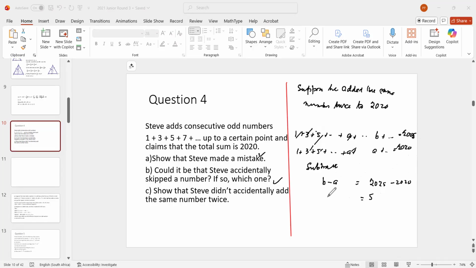But B and A, or A and B, are both odd numbers. Now, if you subtract two odd numbers, like what you got here, you'll always get an even number. Think about it. Right? Take any two odd numbers, if you subtract them, you'll get an even number.